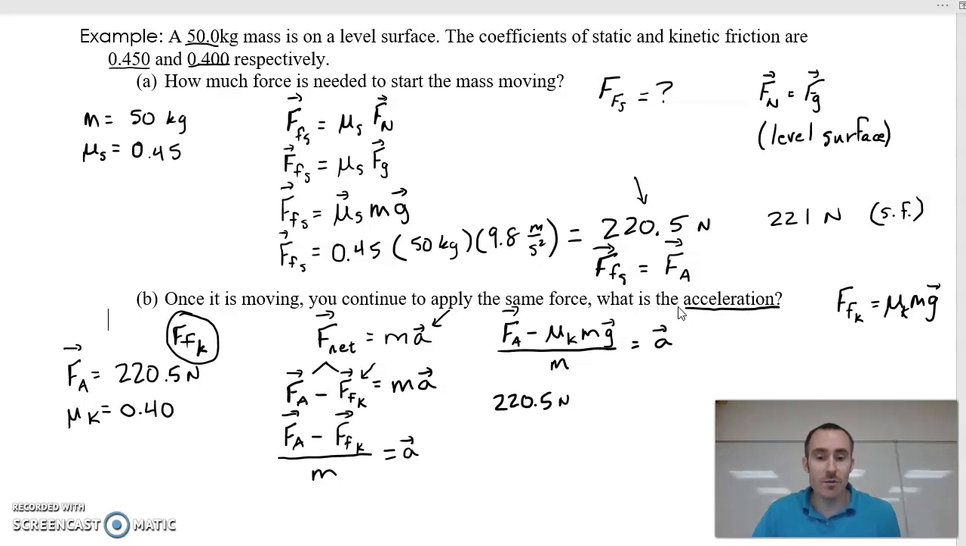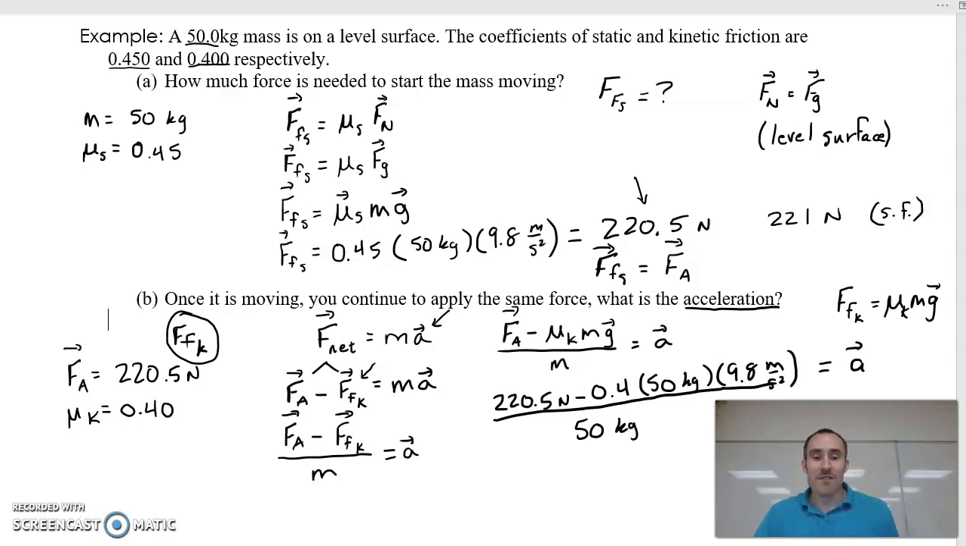220.5 newtons minus 0.4 times 50 kilograms times 9.8 meters per second squared. I'm going to go upwards so I don't get in the way of my face. Divided by 50 kilograms. That's the whole thing. And that's all equal to the acceleration. Okay, and what I end up with is an acceleration of 0.49 meters per second squared.